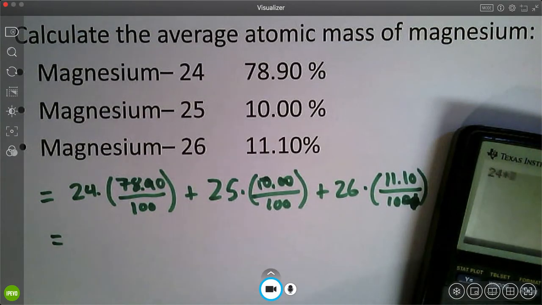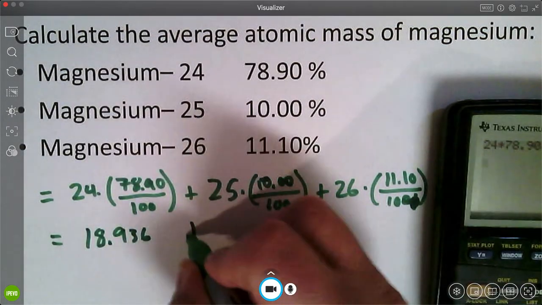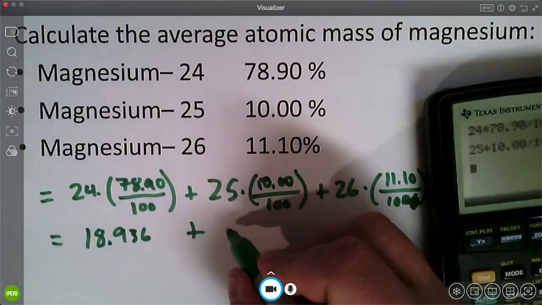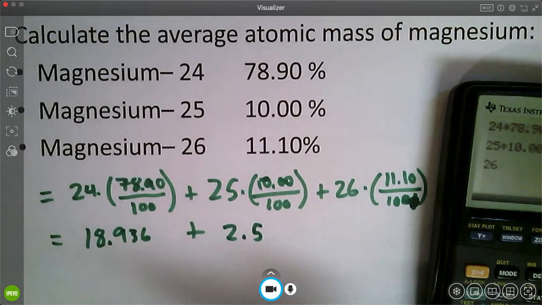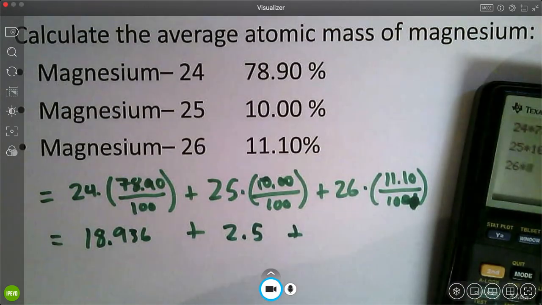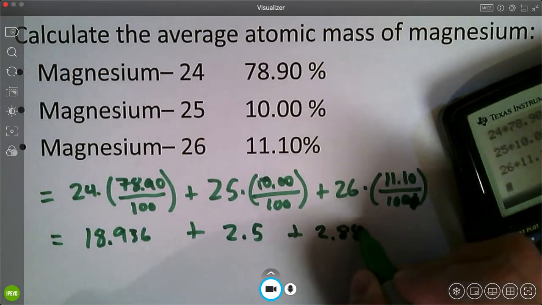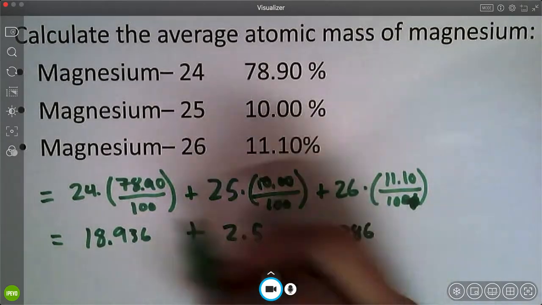24 times 78.90 over 100, I get 18.936 plus 25 times 10.00 over 100, 2.5, plus 26 times 11.10 over 100, 2.886.